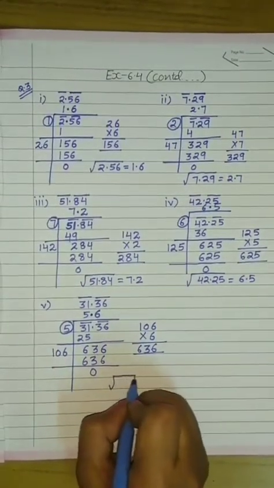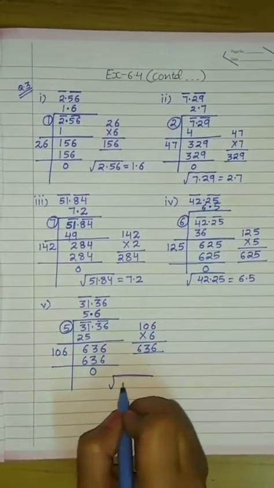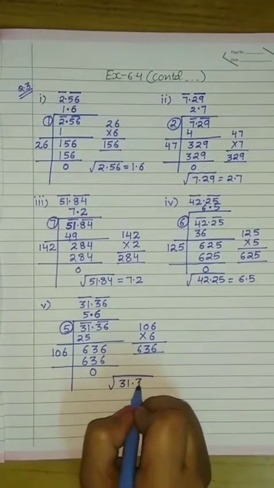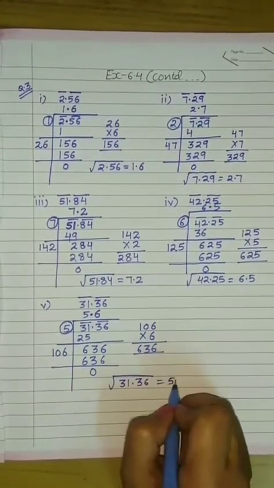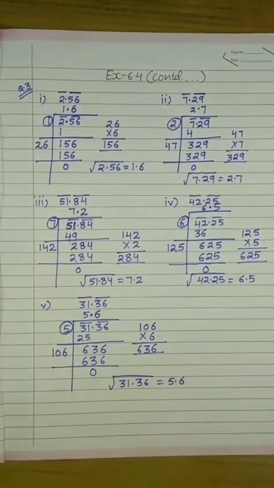So our square root of 31.36 is equal to 5.6. Now question number 4. In question number 4, we have to find the least number which must be subtracted from each of the following numbers to get a perfect square. It means the numbers given in the question are not perfect squares. And now also we have to find the square root thus formed.